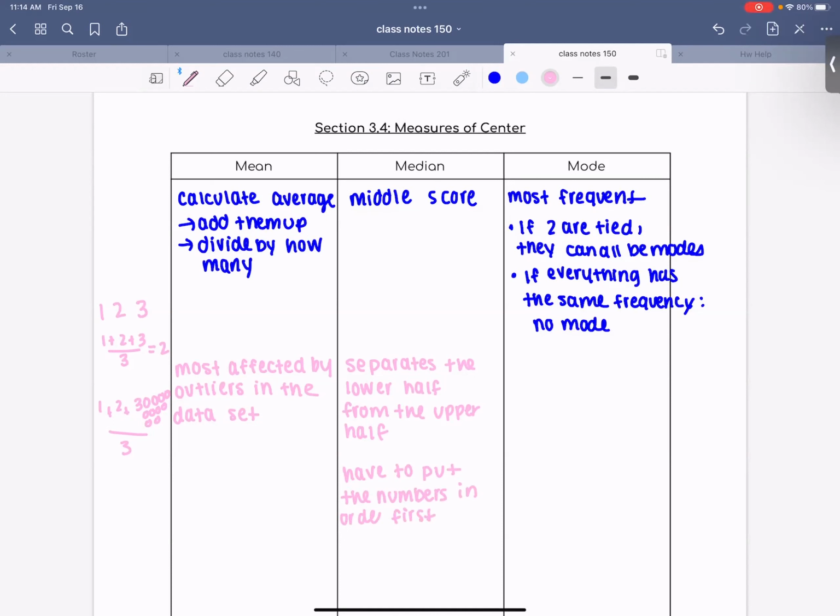Okay, let's go on what we have for mode. Someone said easiest to determine. Do you agree with this? Yeah, mode's pretty easy, right? I agree with that. Let's write easiest to determine.